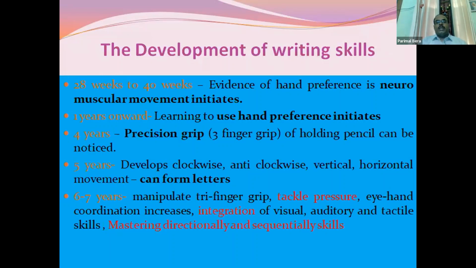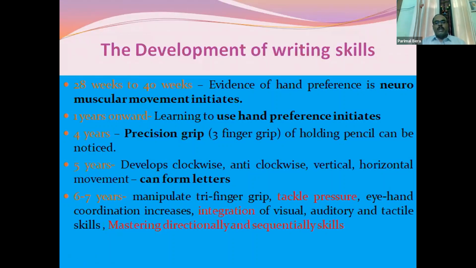That basically decides whether the child will write or do activities with the left hand or the right hand. From one year onwards, hand preference is clearly visible or initiated within the one year. At four years, the three-finger grip, which is important for writing, so holding a pencil can be noticed within four years. And at five years, clockwise, anti-clockwise, vertical and horizontal movements develop, which is very important for forming a letter. So basically this is the pre-writing stage.